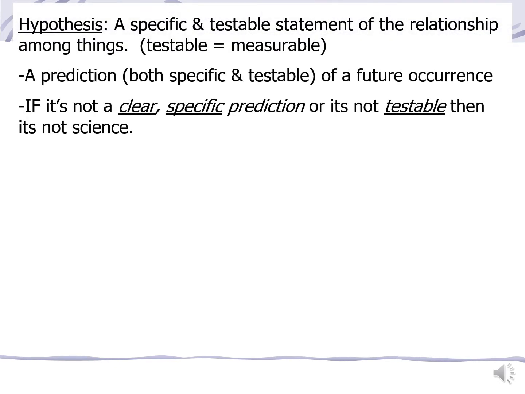So we're going to start with the hardest part of any experiment first, that being the hypothesis. This is the crux of the entire experiment. If you get this wrong, it doesn't matter if you do everything else right, your experiment's not going to be good. A hypothesis must have certain qualities.